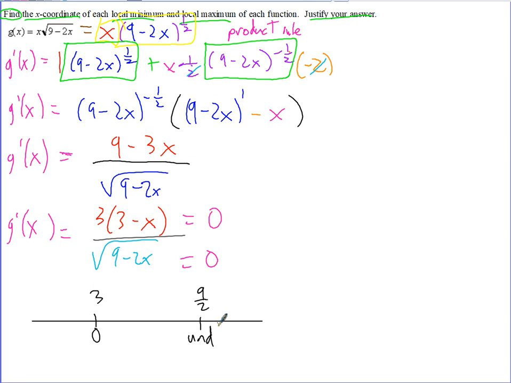And then we can test. If we test 2, that'd be a negative. 3 minus 2 is positive, over the square root of 9 minus 4, which would be positive. Oh, and don't forget to label in front of x. And then between 3 and 9 halves, which is 4 1/2, we can test 4. 3 minus 4 is negative.